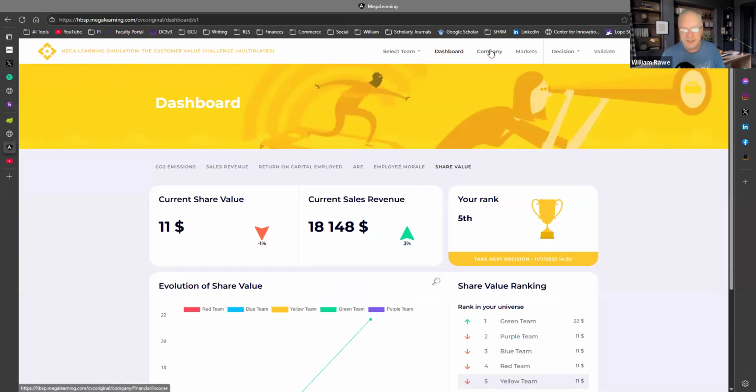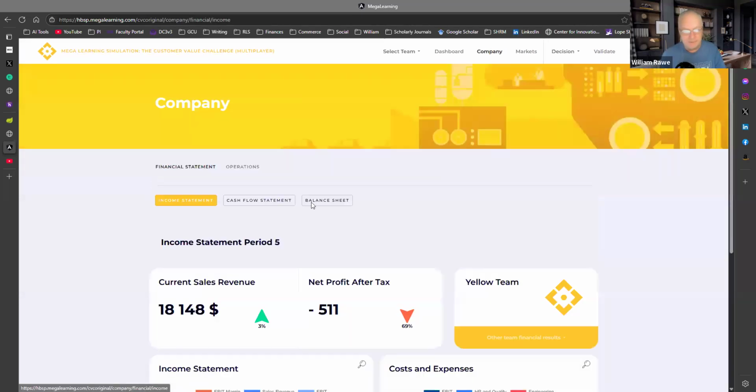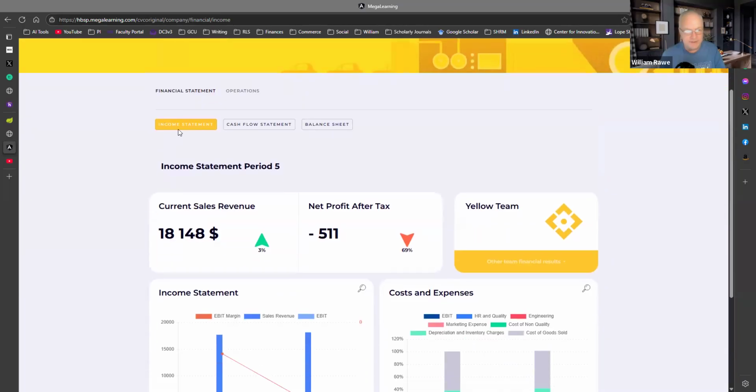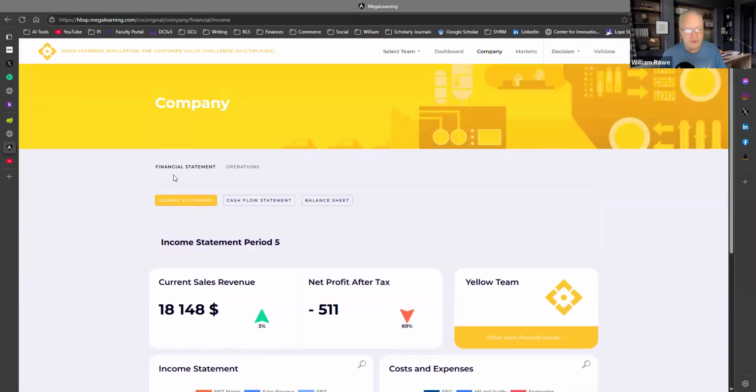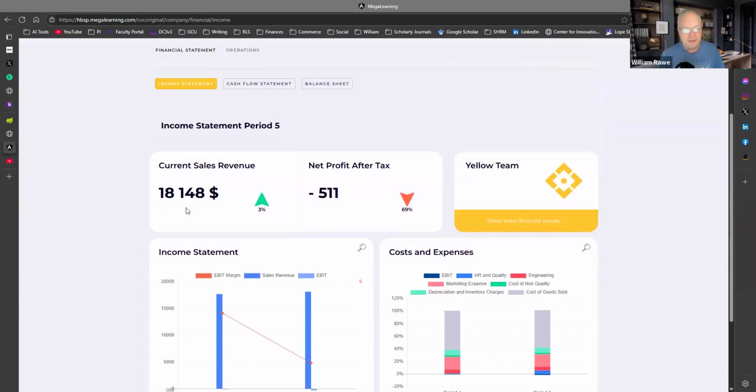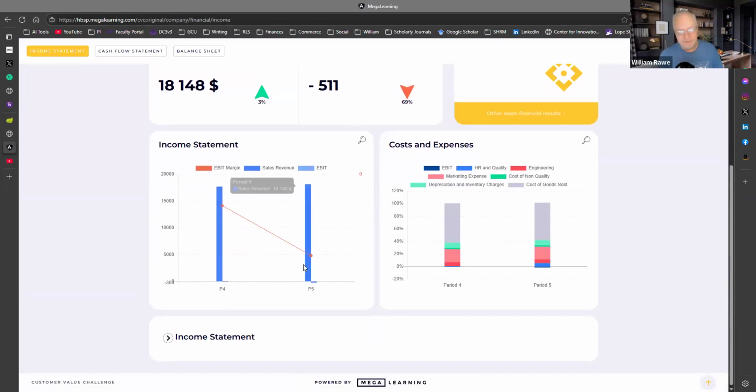Up here, we have other tabs. The company tab takes me first to my financial statements. And the first one is the income statement. Up here, there are two tabs as well, financial statement, operations. Let's look at financial statement first. I can see my current sales revenue, my net profit after tax, and this is for the whole company, is minus $511, which means I lost over $500. I did not make any money.